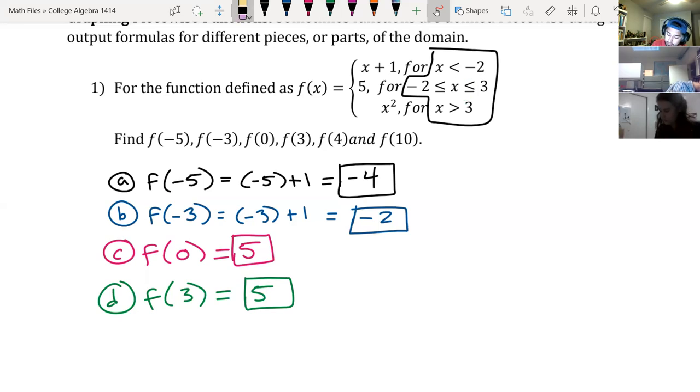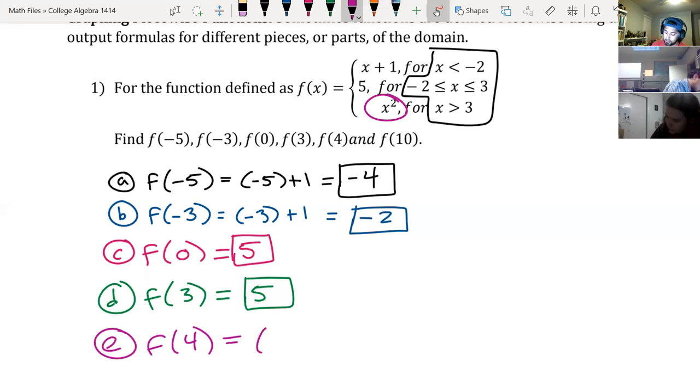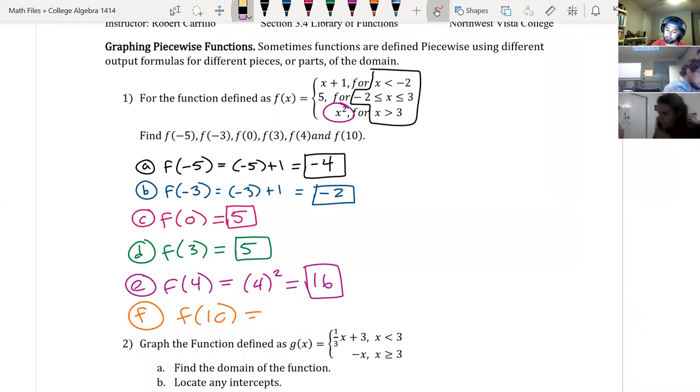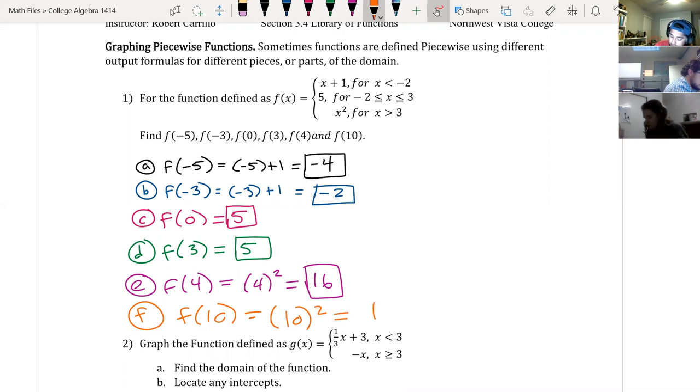Okay. Perfect. And then E, what is f of 4? First, second, or third restriction? Third restriction, because 4 is definitely bigger than 3, which means we get to use the output of x squared, and you'll get 4 squared, which gives me 16. And then last, we'll call this F, and f of 10, that's definitely which restriction? Third. So you'll get 10 squared, which gives me 100.